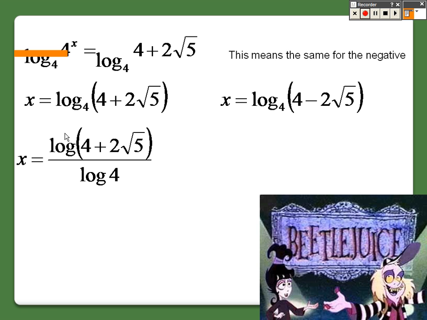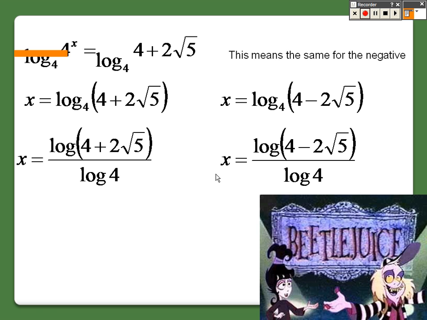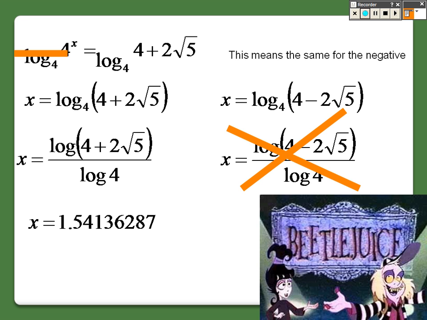So basically, on my calculator, I would do log of (4 plus 2 root 5) over log 4 to give me an answer, and I would do log of (4 minus 2 root 5) over log 4. And I get 1.5 roughly, and that one gives me an error message. It doesn't work. So the only answer I have is about 1.5 will work.